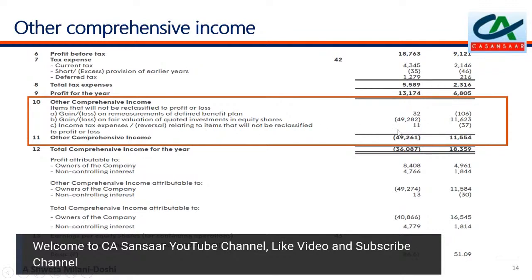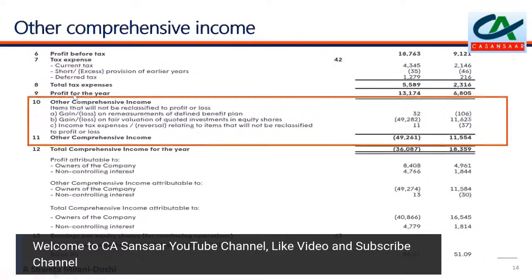So this company had a heavy loss of 49,000 because of fair valuation of equity shares. And again, your deferred tax standard also says that any kind of deferred tax on this OCI item has to be also shown in the OCI itself. So if you have deferred tax on this item, it also has to be disclosed in the other comprehensive income itself. So if you will see, this is the profit for the year.